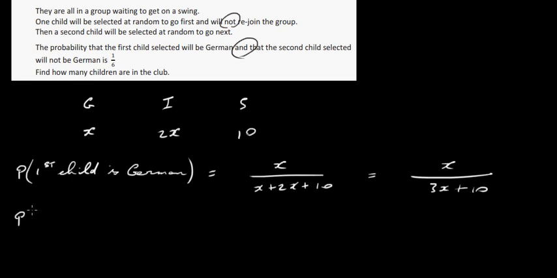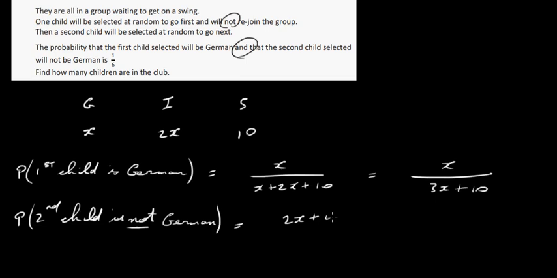Okay, second part of this is that the second child is not German. Now this is given that the first child is not replaced. First child doesn't rejoin the group. So the number of non-German children remains the same, because we've picked a German child first. So the number of Irish and Spanish children remains the same, so the number on the top of the fraction here is just going to be 2x plus 10.